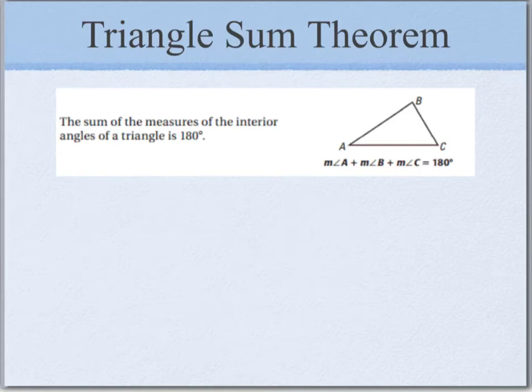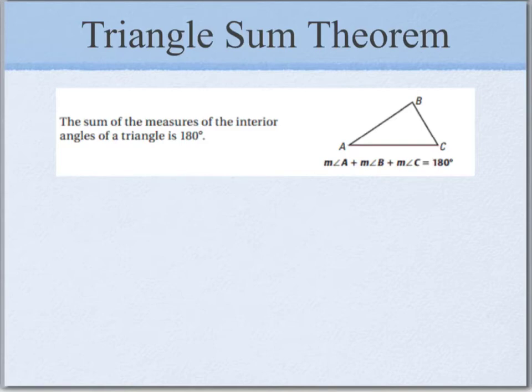Now that is true for every triangle. Okay? Doesn't matter if it's an acute triangle, a right triangle, an equiangular triangle, or an obtuse triangle. All triangles have an interior angle sum of 180 degrees. Let's look at a proof of this theorem.